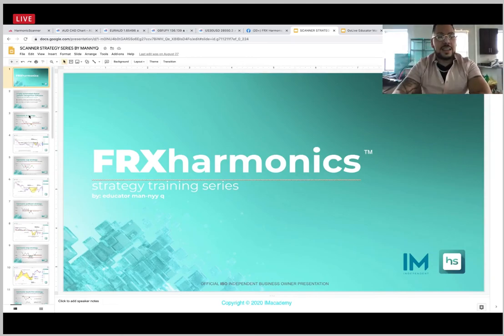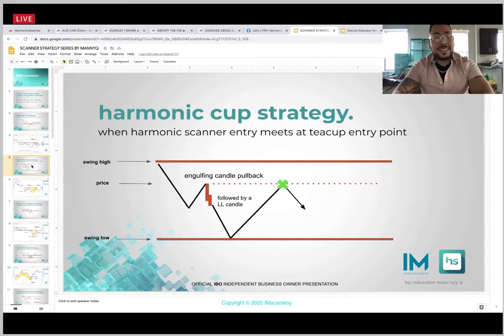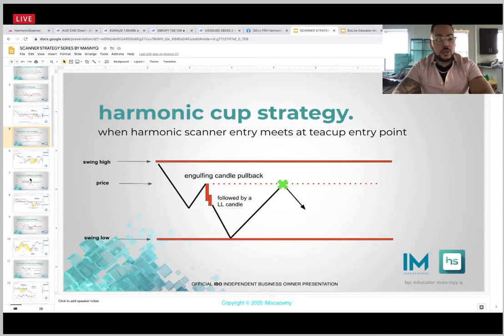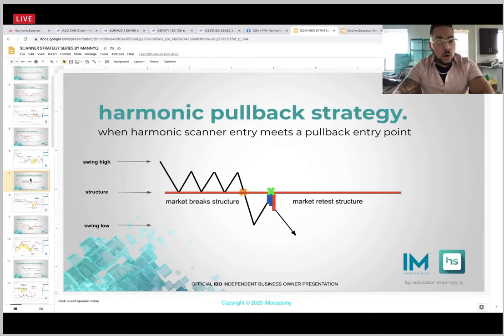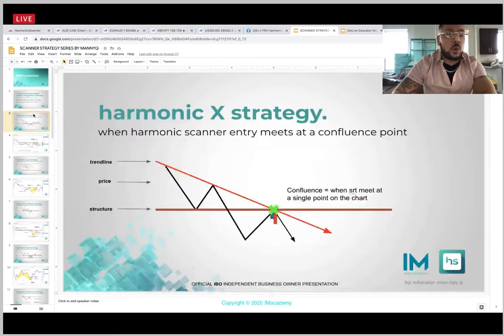Seven technical analysis strategies. These are seven different ways to help you confirm the analysis on the market. That's the very first thing. We have seven popular strategies known as the Harmonic X strategy, the Harmonic Teacup strategy, and, shout out to Lou, the Harmonic Pullback strategy. Shout out to Mr. Christopher Derrick. Let me actually cover these really quickly.